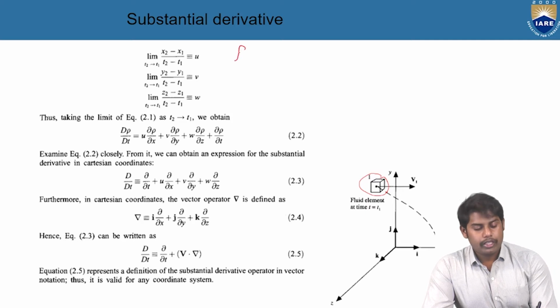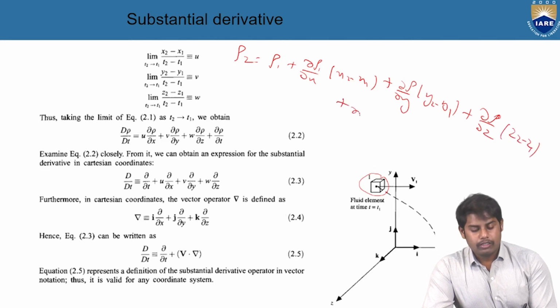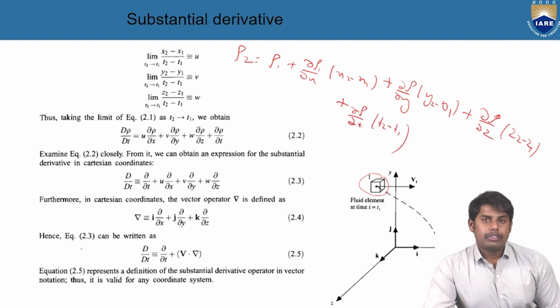So what we do is, rho 2 is equal to rho 1 plus ∂rho1/∂x into (x2 minus x1) plus ∂rho/∂y into (y2 minus y1) plus ∂rho/∂z into (z2 minus z1). So these are the spatial derivative terms, plus ∂rho/∂t into (t2 minus t1). So this is what we have.